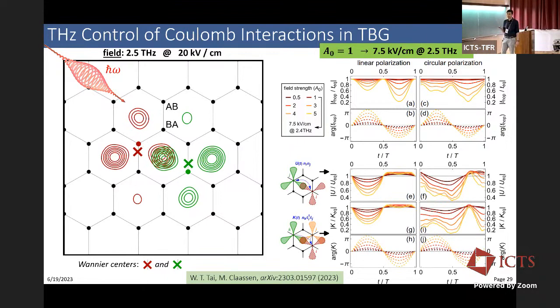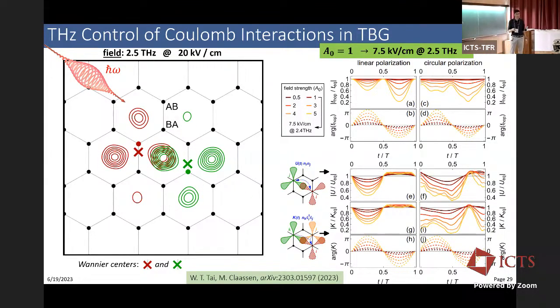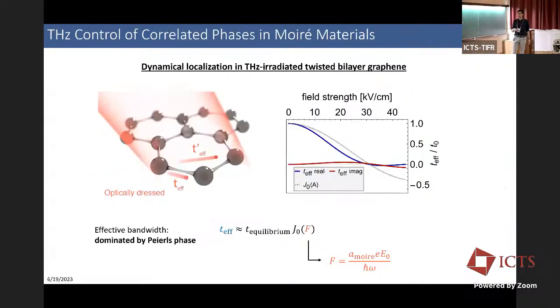But more interestingly, if I think about electronic interactions, my Coulomb interactions will also change in time. And we'll see that already for relatively weak intensities, such as 35, 40 kilovolts per centimeter at 2.4 terahertz, we'll find a transient renormalization of the equilibrium Coulomb interaction of up to 50%, which is actually quite substantial for weak fields. So what does that mean in terms of control of correlated phases?